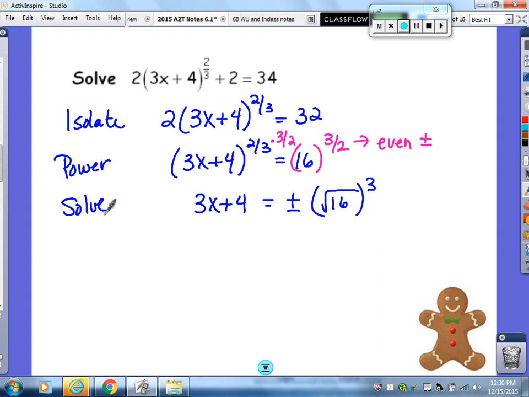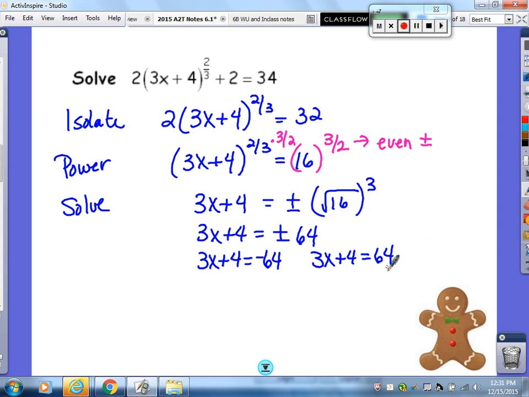Okay? All right, so what do we get? So 3x plus 4 is equal to plus or minus the square root of 16 is 4, and 4 to the third power is 64. So we're going to end up with 2 answers here. So let's break this apart. You're going to have 3x plus 4 equals negative 64, and 3x plus 4 equals positive 64.